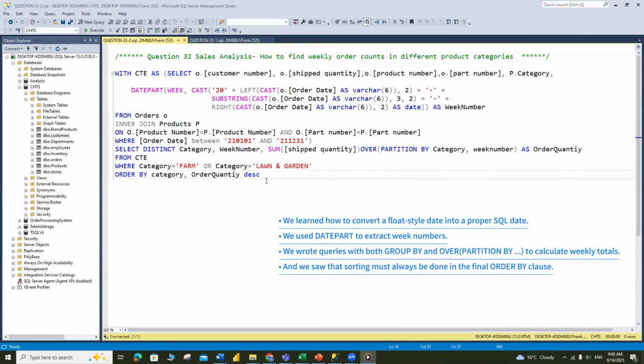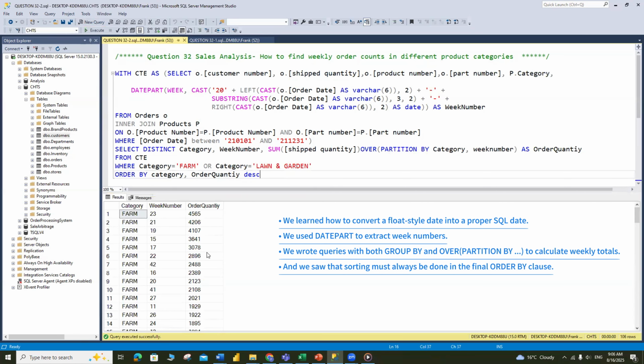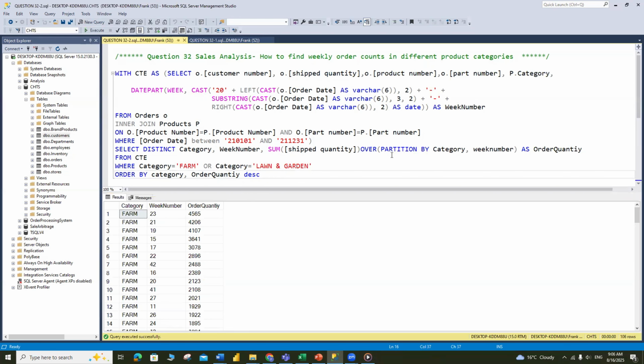So, to summarize, we learned how to convert a float-style date into a proper SQL date. We used DATEPART to extract week numbers. We wrote queries with both GROUP BY and PARTITION BY to calculate weekly totals. And we saw that sorting must always be done in the final ORDER BY clause. This kind of weekly sales analysis is very useful for spotting seasonal sales trends, like farm products peaking in spring and lawn and garden booming in early fall. That wraps up question 32.